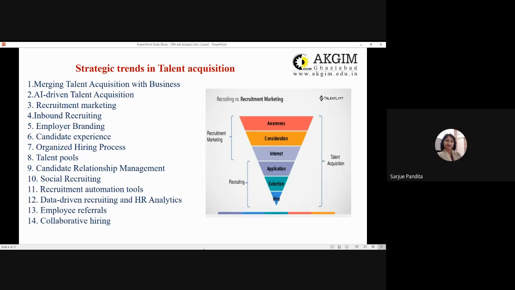Now we have another very important topic, which is strategic trends. Like what exactly strategic trends are going on, or what strategic workforce planning tools will help us in talent acquisition. So we have all these 14 important strategic trends in talent acquisition.